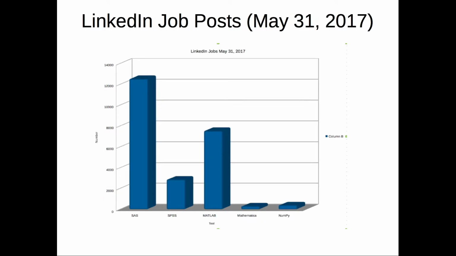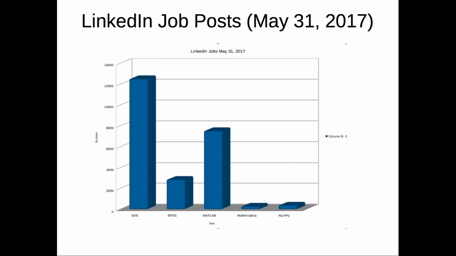Much more money is actually spent on the salaries and overhead for the scientists, engineers, and analysts that use these tools. So these are job postings requiring SAS or these other tools from LinkedIn from May of 2017. SAS is, again, the big leader, with over 12,000 job postings. This is for the entire United States. SPSS is a little over 2,000.